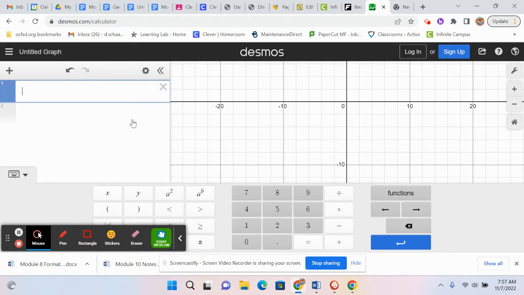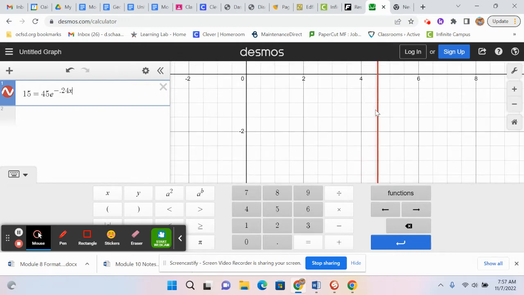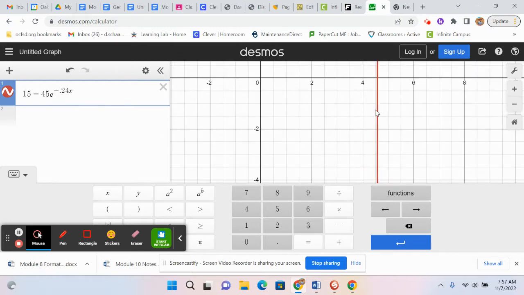And you can really plug it in just as is. 15 equals 45 e to the negative 0.24 times x. Because remember, Desmos needs x. It does not like any other variables besides x and y.